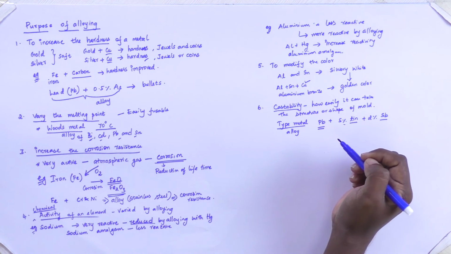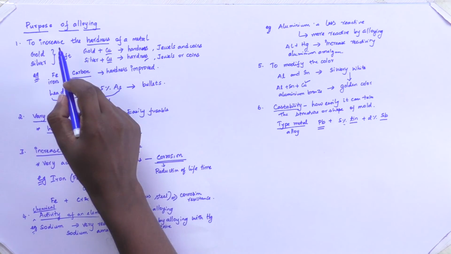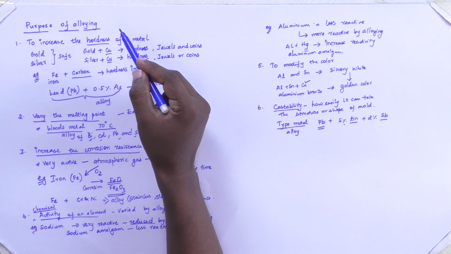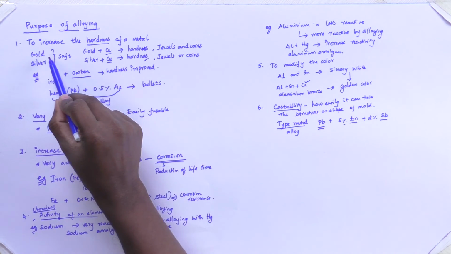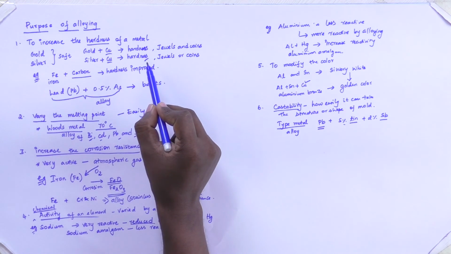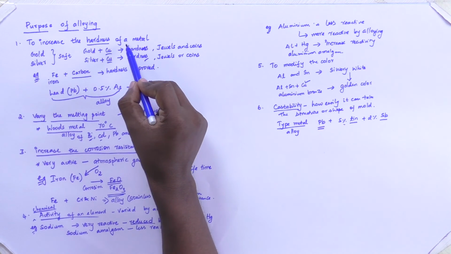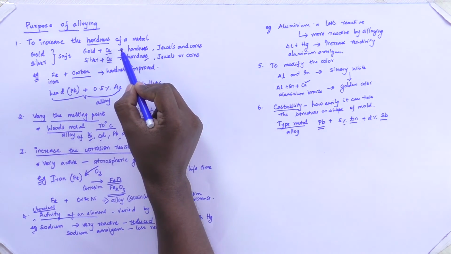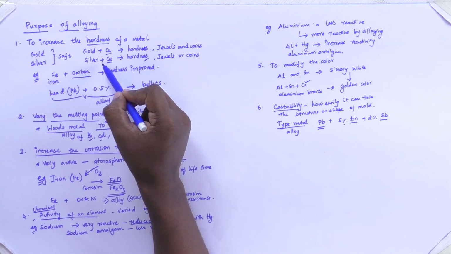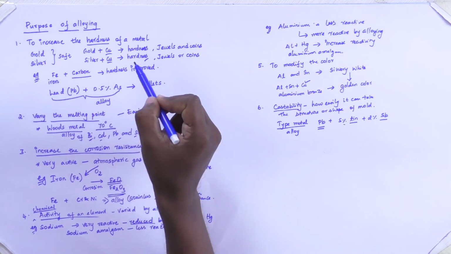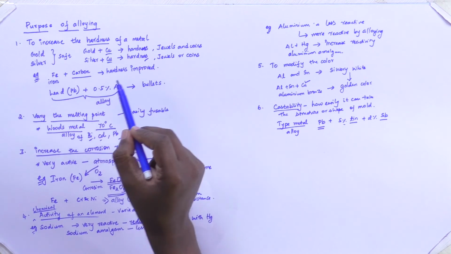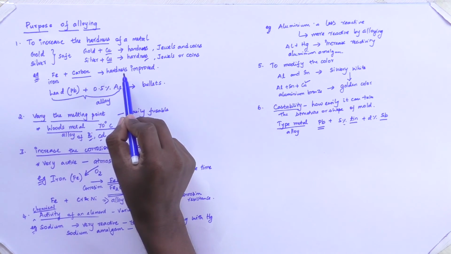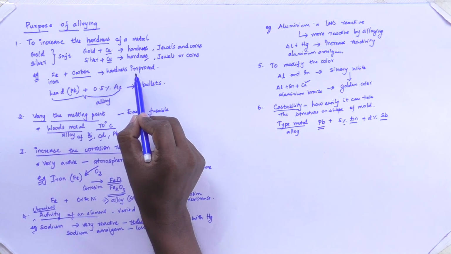So here we have discussed the purpose of alloying. There are several purposes you need to make an element into an alloy. First, we discussed hardness of the metal, which means we can improve the hardness of a metal or an element by adding few other elements. So in this case, we added copper to gold and silver to improve its hardness, and in the other case we added carbon to iron to improve its hardness property.